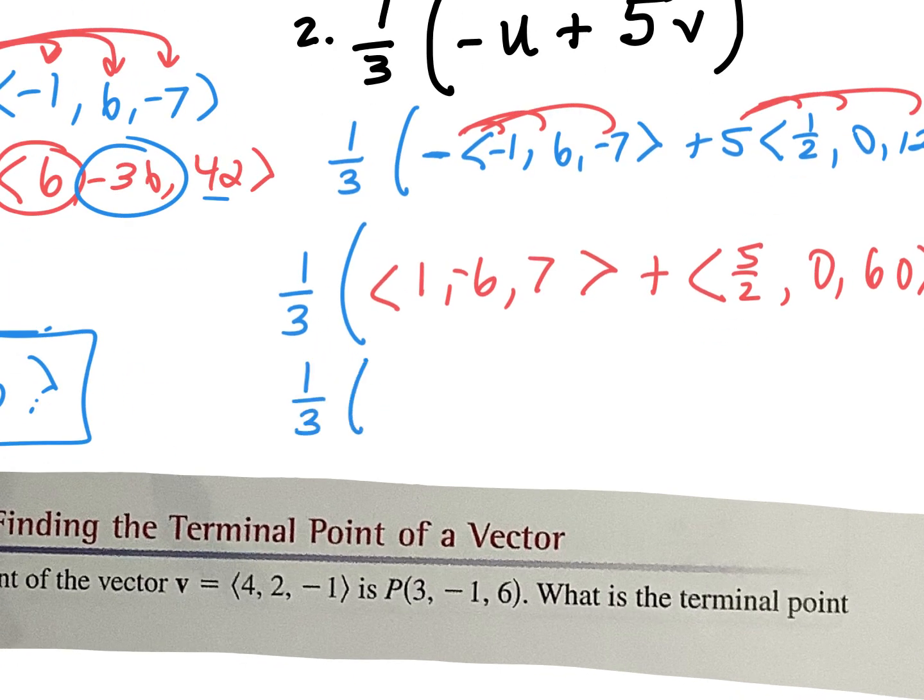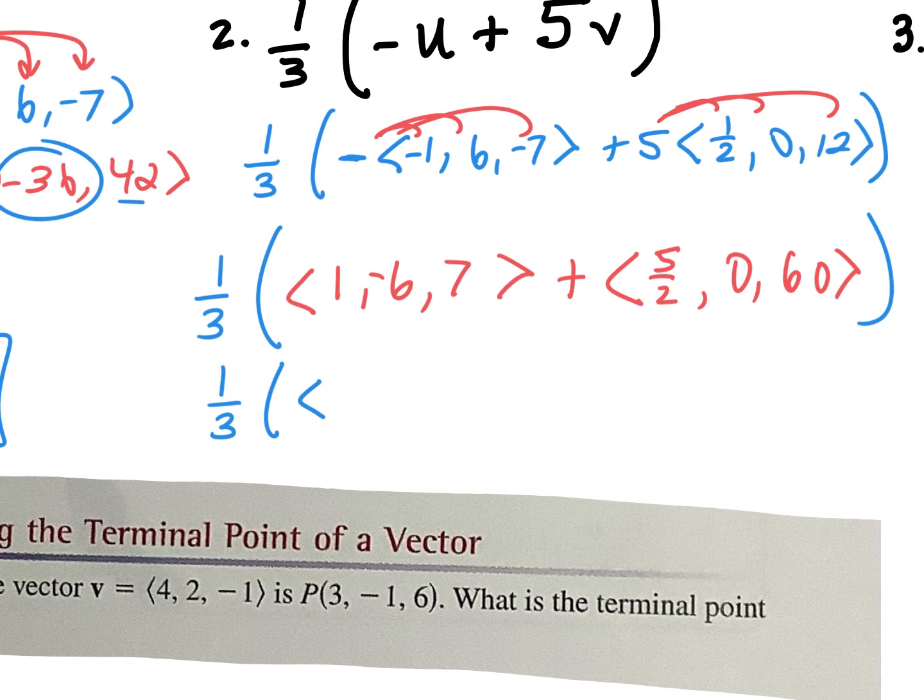Good. So this is going to become first times first. Well, 1 plus 5/2. Sorry, I should be adding. Trying to go too fast. We're adding them together, right? So 5 halves and 1. Well, 1 whole is how many 2's? 2/2, right? So what's 2/2 plus 5/2? 7/2, good. -6 plus 0. -6, and then 7 plus 60. 67. Perfect.